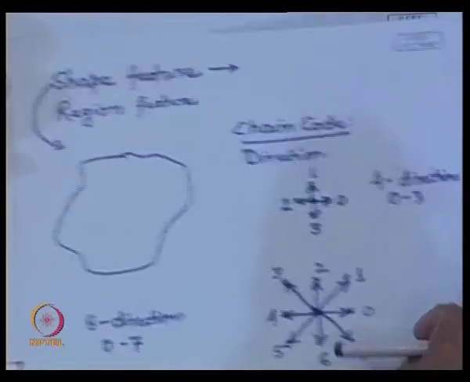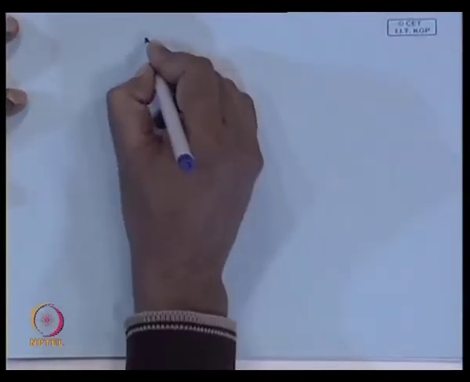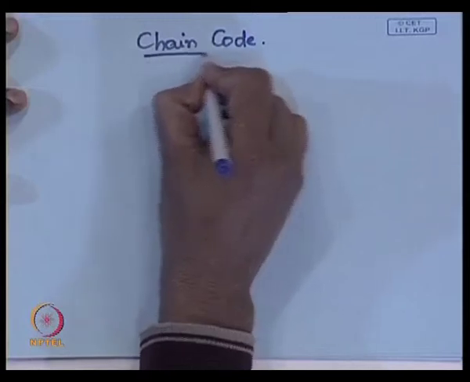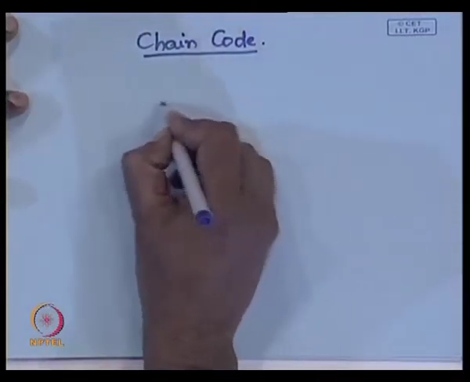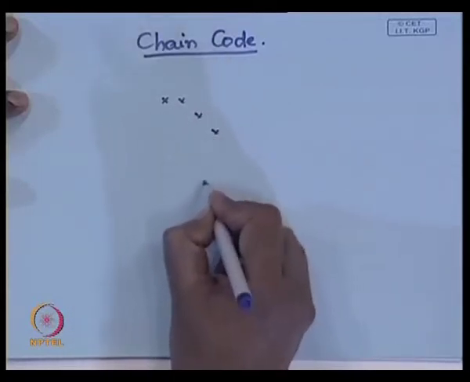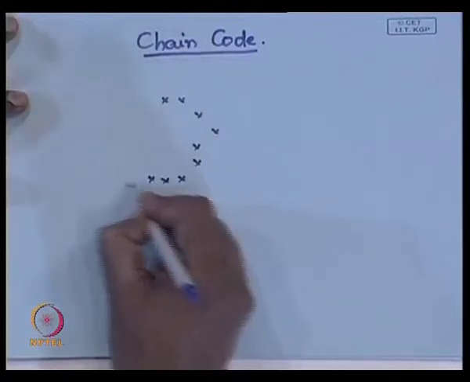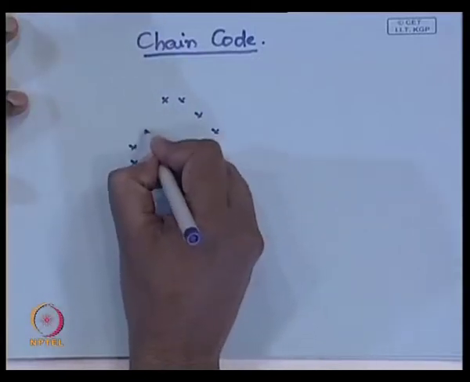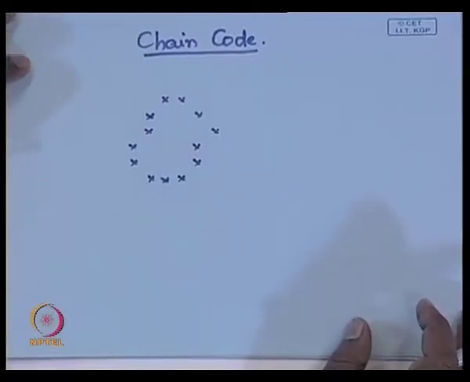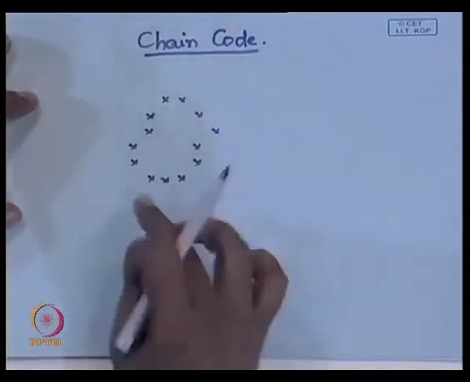Okay. So, suppose I have a shape something like this. So, we are talking about chain code. Suppose I have a boundary something like this, of this form. Okay. You find, can you see the grids? Actually, all these are placed on grid intersections.